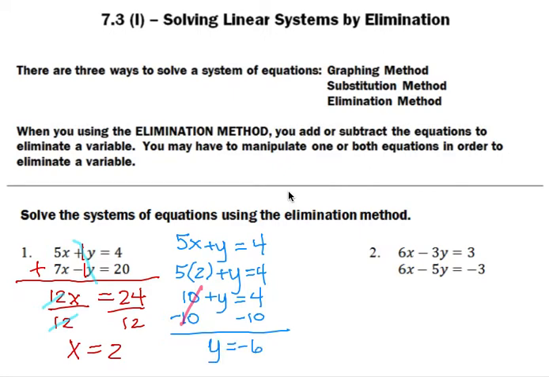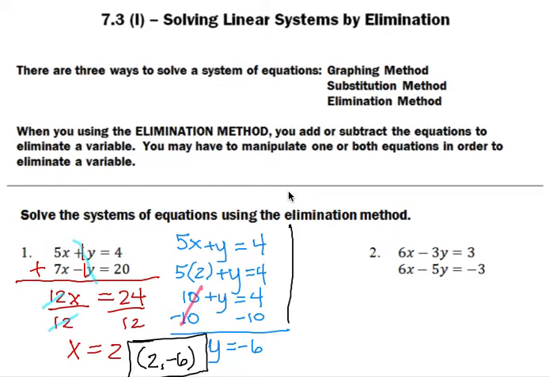So that means my answer to this system is the point of intersection, the ordered pair, the x comma y. So my answer is 2 comma negative 6. That is the process of elimination.